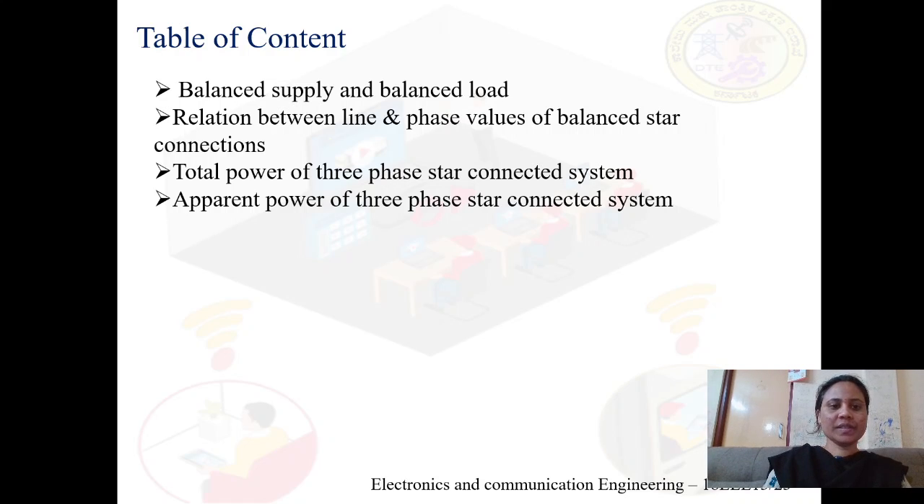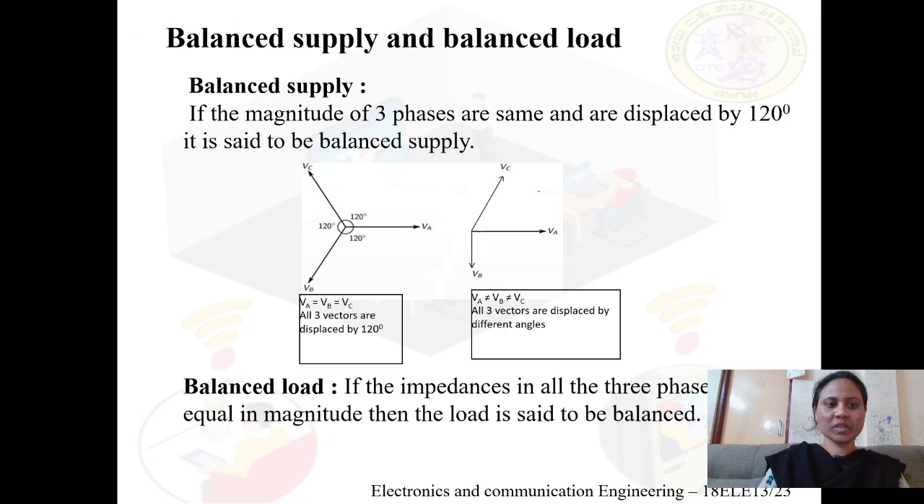Hi, in this session we will discuss the concept of balanced supply and balanced load, the relationship between line and phase values for a balanced star connected three-phase system, and also the total power of a star connected three-phase system and apparent power. So first, let us try to understand what is meant by balanced supply and balanced load.